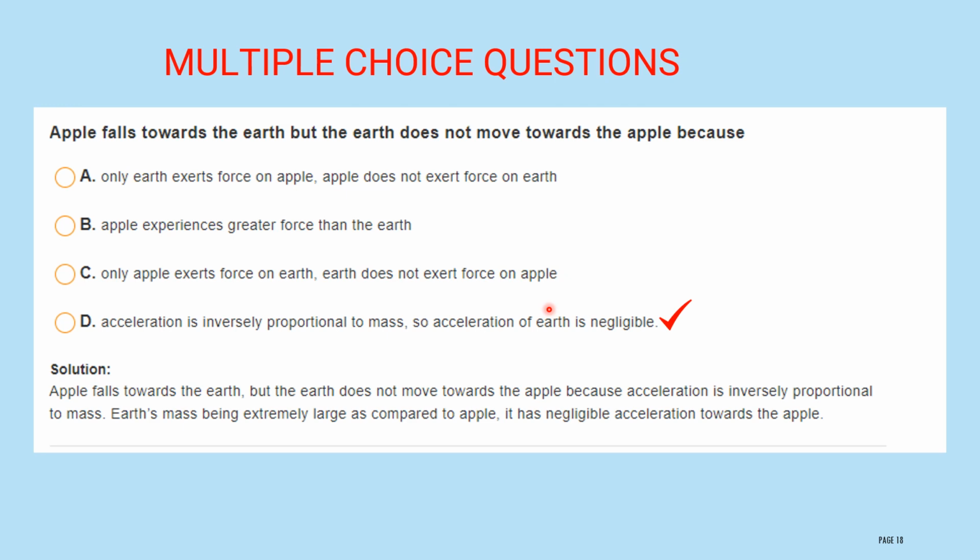Here, acceleration is inversely proportional to mass of the object. Here, the earth's mass is more. Therefore, the earth will have less acceleration. Then, apple's mass is less compared to the mass of the earth. Therefore, apple has more acceleration. Apple falls towards the earth, but the earth does not move towards the apple because acceleration is inversely proportional to mass. Earth's mass being extremely larger as compared to the apple, it has negligible acceleration towards the apple. Therefore, option 4 is the correct answer.